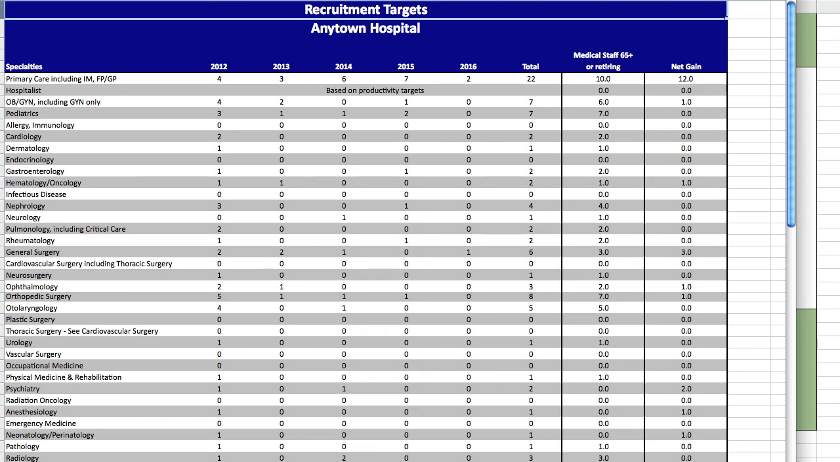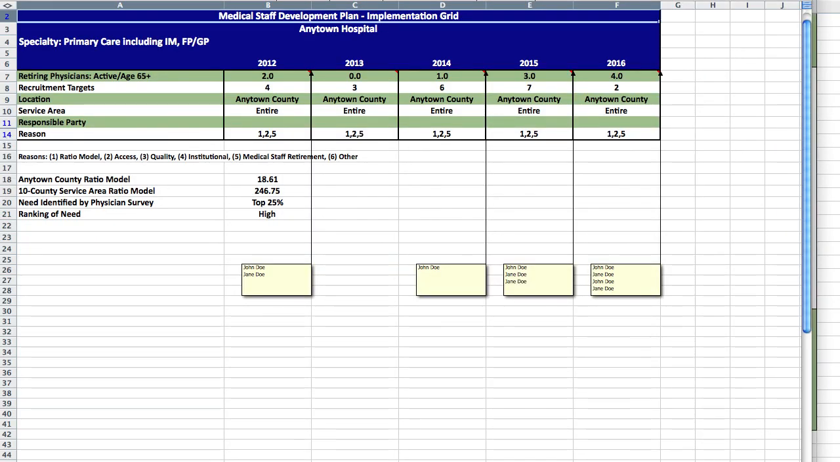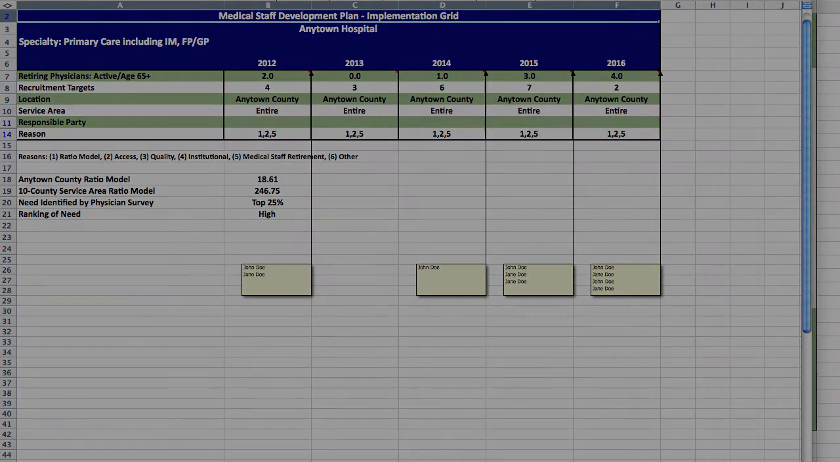This is the summary sheet for the hospital showing recruitment targets by year, by specialty. This sheet shows an implementation grid for primary care. One of these sheets is included for each specialty.